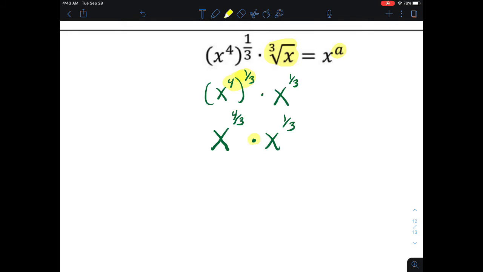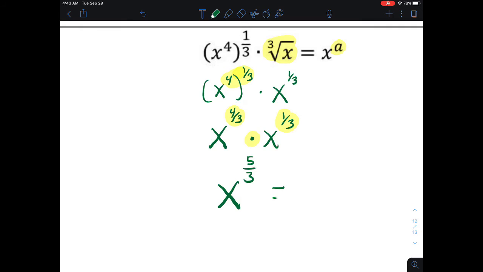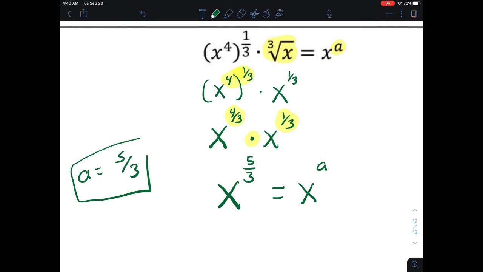Now we're looking and we multiply like bases. When you multiply like bases, you add the exponents together. So that's going to make x to the 4/3 plus 1/3 power, which makes 5 over 3. And they wanted us to solve for a. So that is really x to the 5/3 is equal to x to the a power. That means a is equal to 5 over 3.